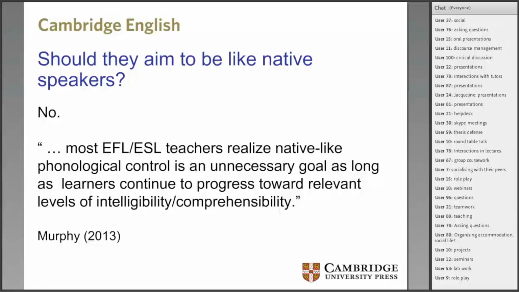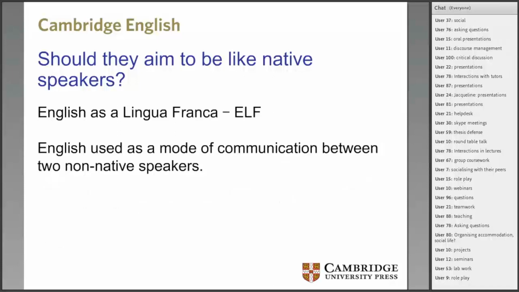And this quote of Murphy, I think, sums it up rather well. That teachers like us realize that native-like phonological control is an unnecessary goal, so long as learners continue to progress towards relevant levels of intelligibility and comprehensibility. So in effect, EAP learners, but also general English learners, don't need to sound like native speakers. It's not necessary. That's not the aim here in focusing on pronunciation.